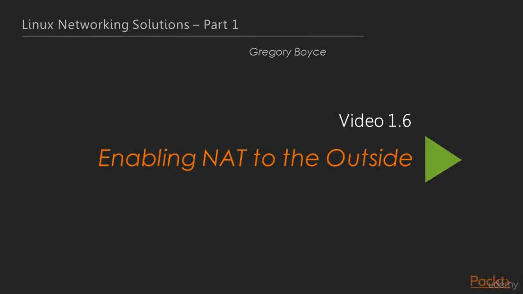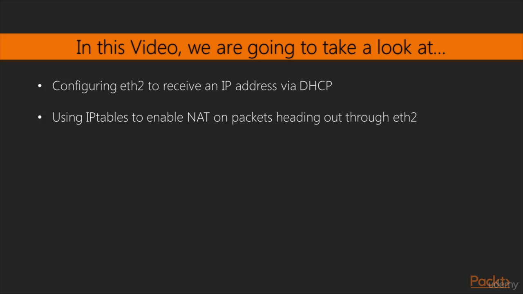Welcome all. Our next video is enabling NAT to the outside. In the previous video we looked at connecting two networks. In this video we will configure ETH2 to receive an IP address via DHCP and use iptables to enable NAT on packets heading out through ETH2.